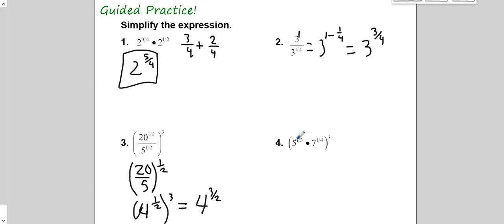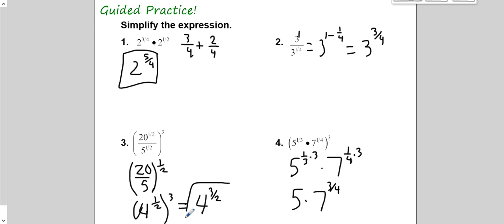Next one, 5 to the 1/3 times 7 to the 1/4, both cubed. So 5 to the 1/3 times 3, and 7 to the 1/4 times 3 power. So 1/3 times 3, 1/3 of 3 is 1, so that's just 5. 1/4 times 3 is 3/4. And there we go.